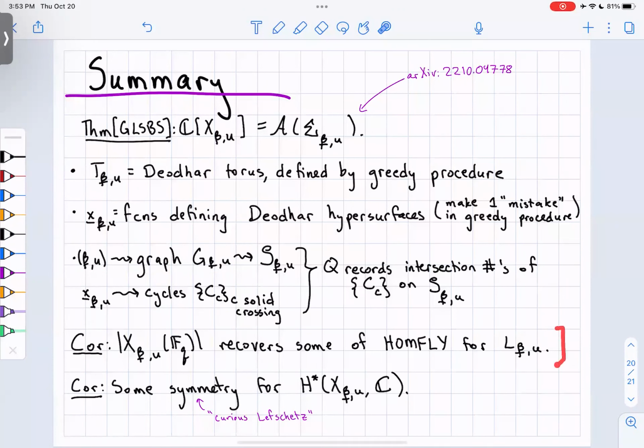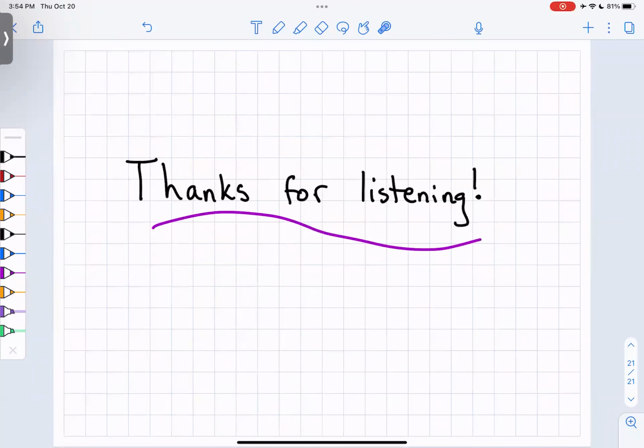And just to remind you, one of the corollaries we get from this part, the construction of the quiver, is that the finite field point count of my variety recovers some Hecke polynomial of a particular length, which I didn't tell you, but it's closely related to the braid beta. And then, using results of Lam and Speyer, we also get some symmetry results for the cohomology of this variety. The property is called curious Lefschetz. I'll refer you to the paper for the exact statement. Yeah, thanks so much for listening.